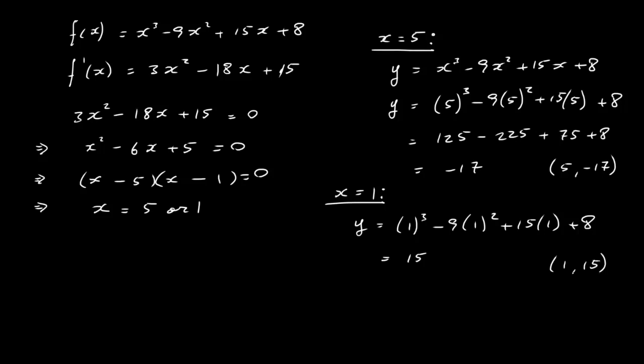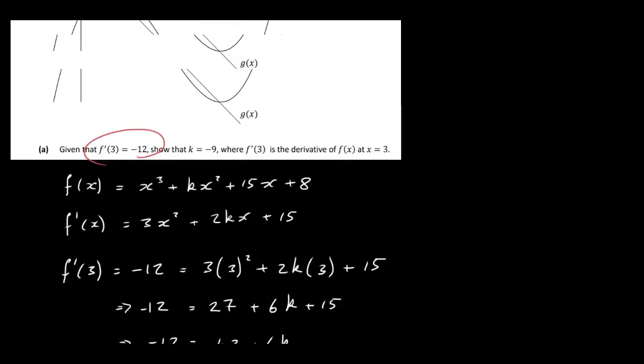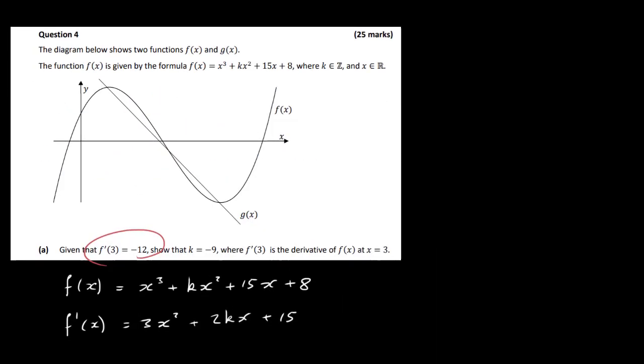So we have our local maximum and our local minimum there. So if we just come up here, we can see that we have a 5, minus 17. Well, that has to be this point here. So this is going to be 5, minus 17. And up here, this point here at our local maximum, that's going to be 1, 15.